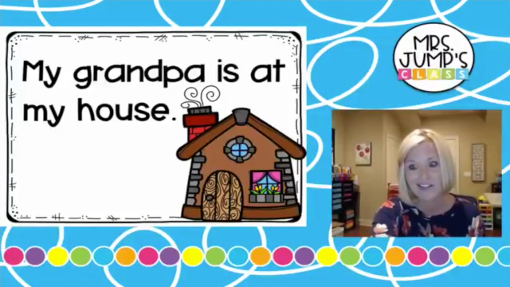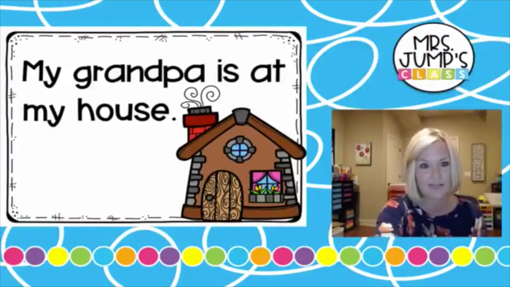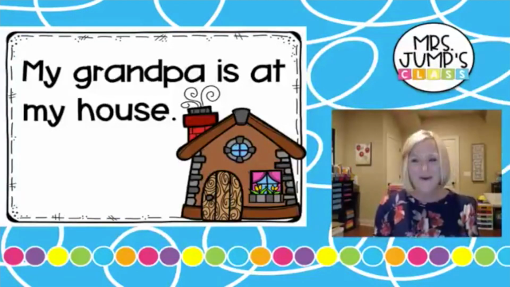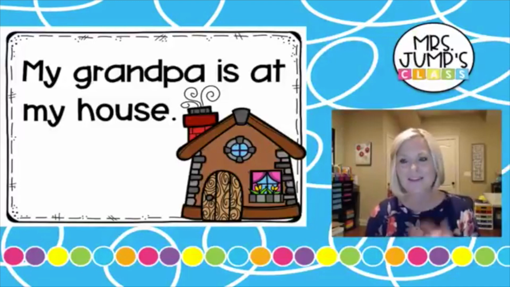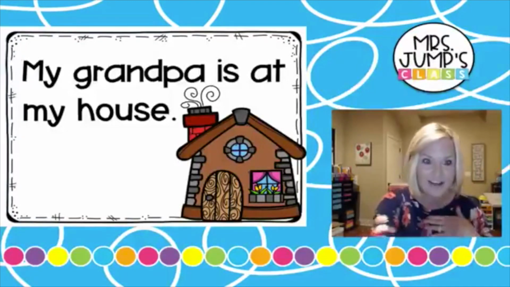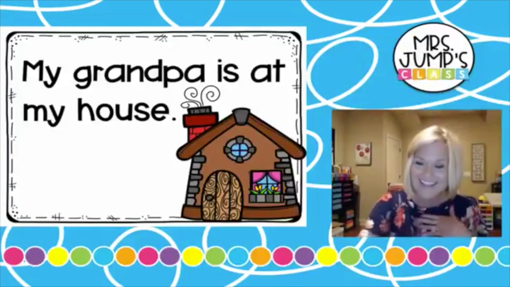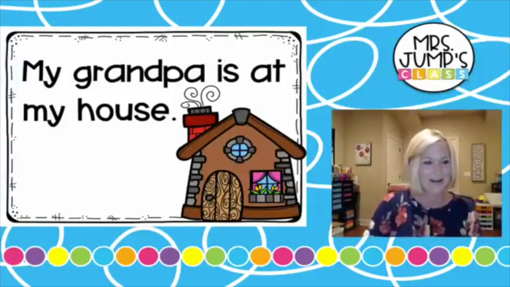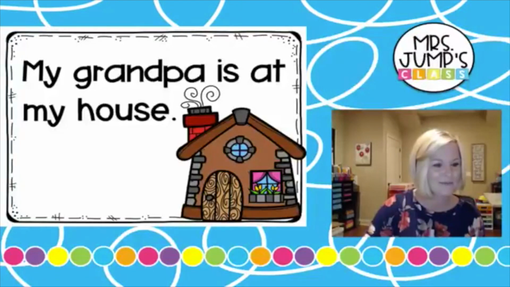And if not, I just keep reading it like that and go on to the next word. My grandpa is at my house. And then somebody's going to say, grandpa. Oh, yes, my grandpa is at my house. Does that make sense? Does it sound right? Does it look right? Could that be grandpa? Yes, it does. So using those cueing systems to cross-check as you're teaching them the strategy.